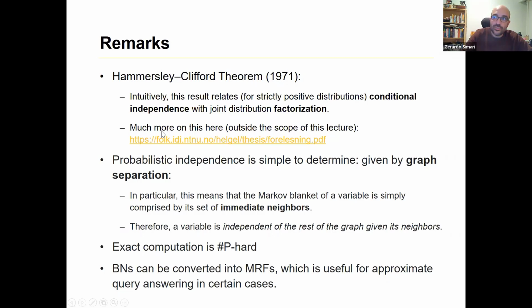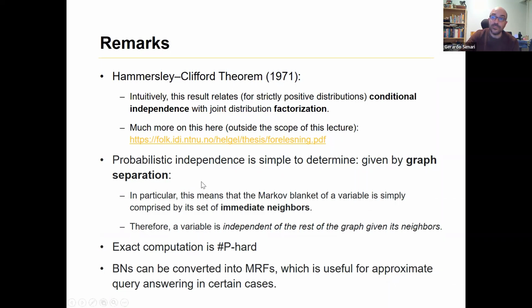For interested readers, there's a link here with some of this material on this theorem and some history of where it came from. Somebody thought they had it at some point and published it before, but then this other guy came and fixed it, and that's why it's called the Hammersley-Clifford theorem.